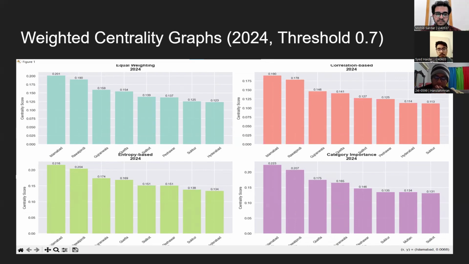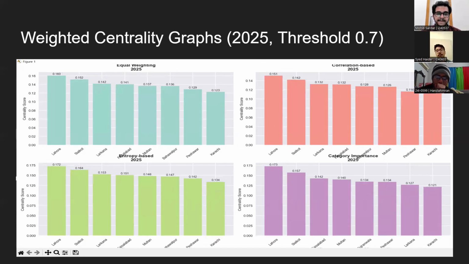Now we can see the subtle changes between the cities and their ranking through the years. This is for the year 2024 with the same threshold, but this time we have different rankings as it shows. So again, we have these subtle shifts in the graph. We cannot show it in extreme detail, but we can say that it is quite obvious from these graphs that there are subtle changes between the rankings of all the cities.